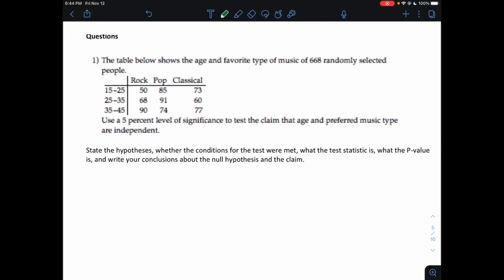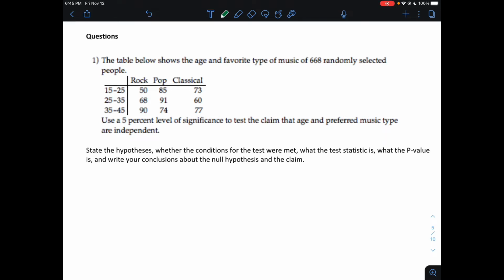So number 1, the table below shows the age and favorite type of music of 668 randomly selected people. So here we can see it's a two-way table. And we've got columns that stand for the type of music, rock, pop, and classical. And then we've got rows that give the age groups, 15 to 25, 25 to 35, and 35 to 45.